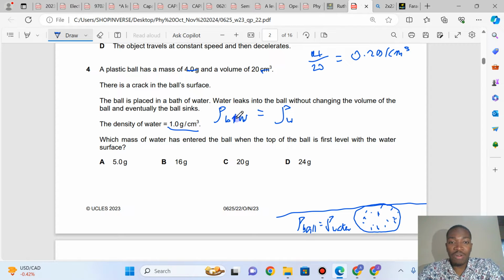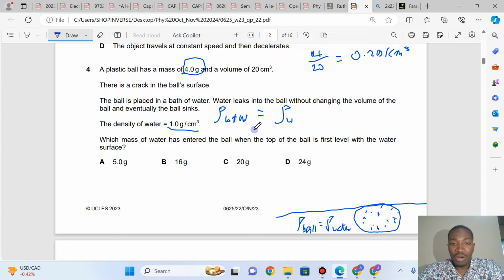That will be the mass of the ball when filled with water divided by the volume of the ball. Take note that the volume of the ball remains 20 cm cube. The ball does not expand, okay? And this 4 gram is the mass of the ball without water. So this is not what we are using. We are using the mass of the ball when filled with water.